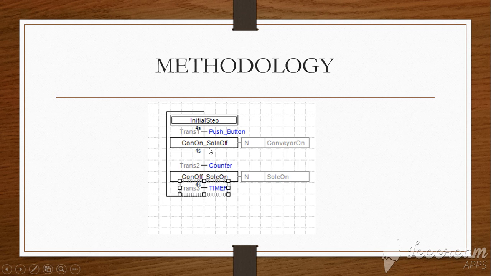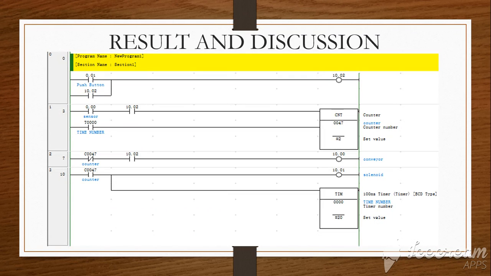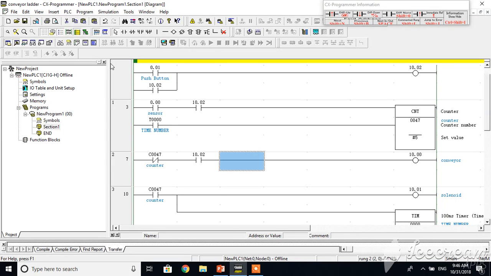again. The conveyor belt will start moving, and this is the ladder diagram for our question. And now I will use the CX-Programmer to demonstrate the program.